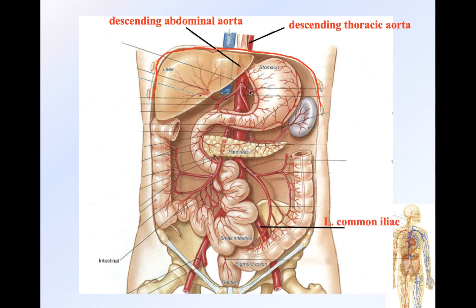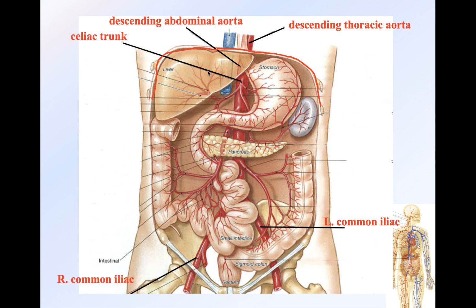And so way down here, again, we've branched at about L4, and here is the left common iliac. And here's the right common iliac, and then again, you can see the branch for the internal iliac on the right side, but you can't see the one for the left side. It's under this piece of the colon that you see there. Okay, and so that's the right common iliac.